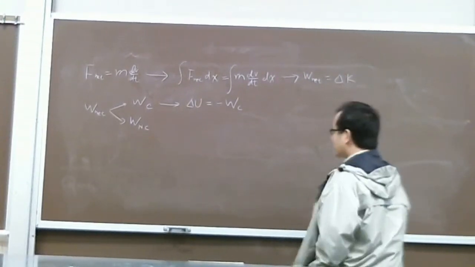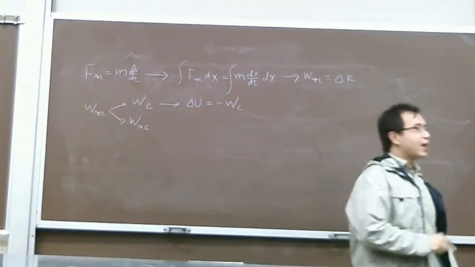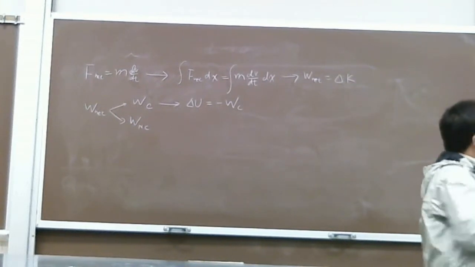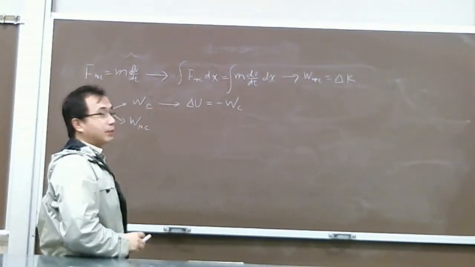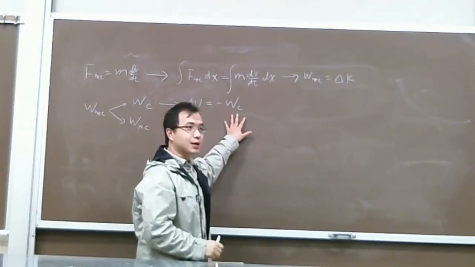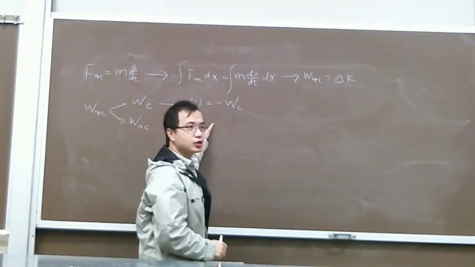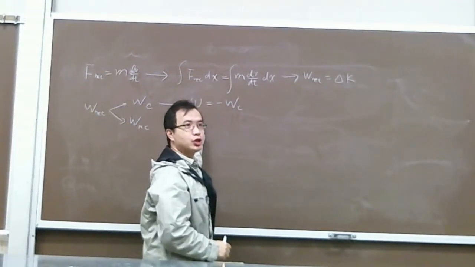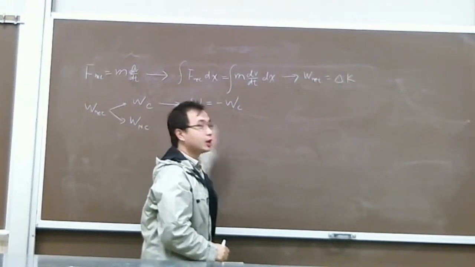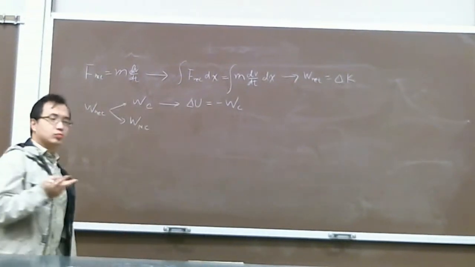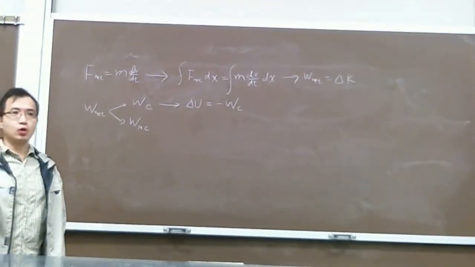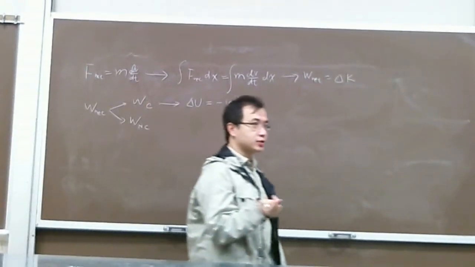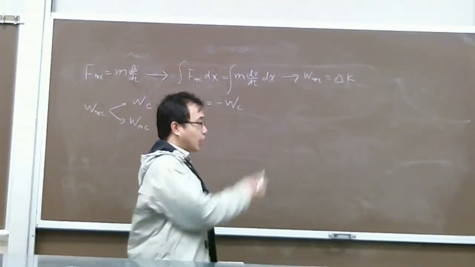So now we use this to evaluate several conservative forces and give them the form of the potential energy. Any work done by the conservative force, you can replace by a potential energy change, delta U. We have only two kinds of conservative force in this class, which two? Gravity and spring force. First, gravity.